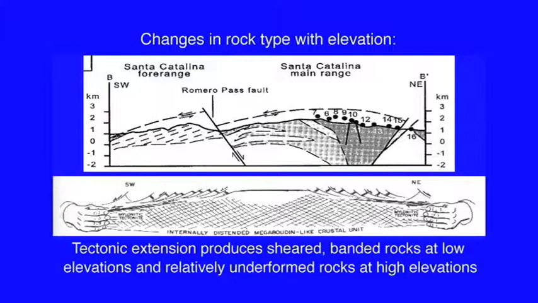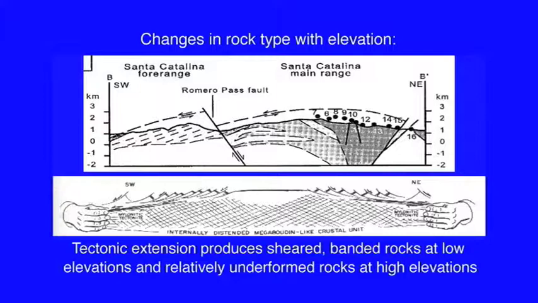They've been really twisted and deformed and sheared and pulled, unlike the rocks in the center or the core of the range, which are found at higher elevation. So it's that gradient in rock type that I'd like to talk about today, and its implications for geomorphology. So tectonic extension produces sheared, banded rocks at low elevations, particularly on the south side of the range, and relatively undeformed or homogeneous rocks at high elevations.